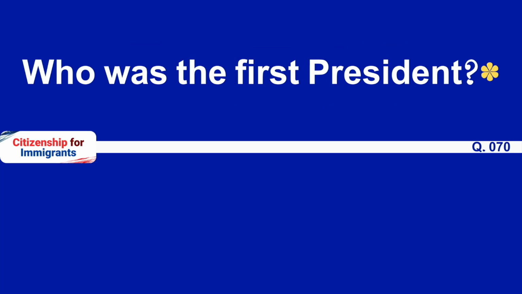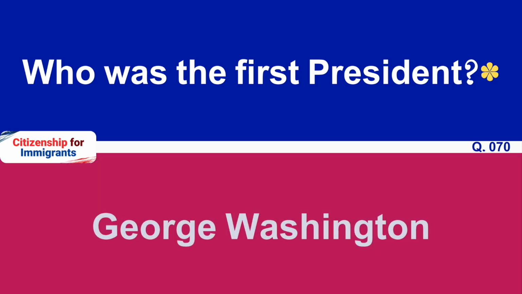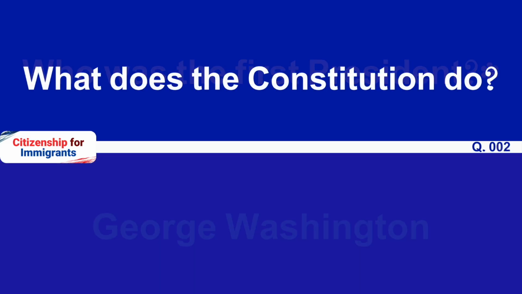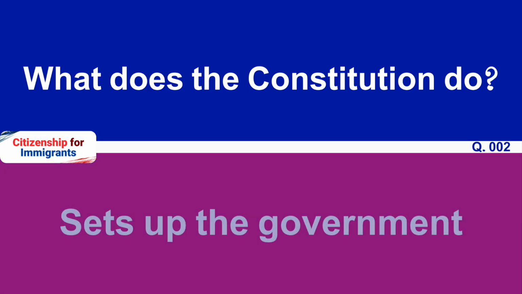Who was the first president? George Washington. What does the Constitution do? Sets up the government.